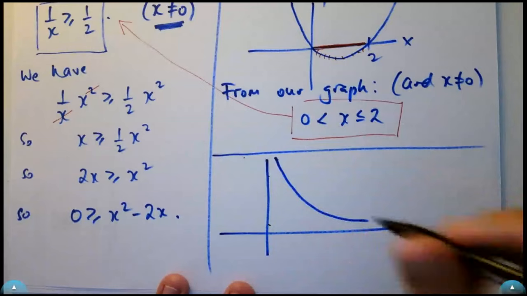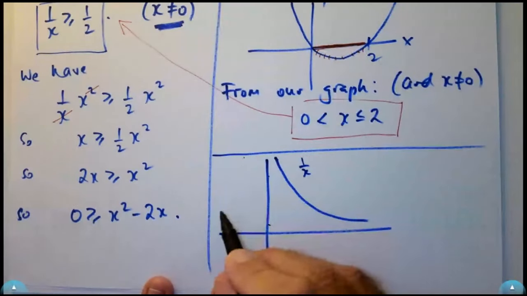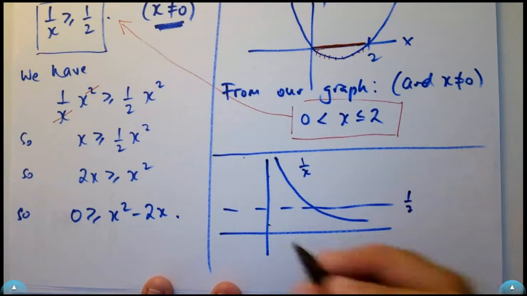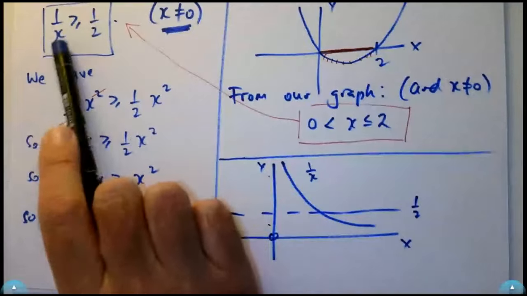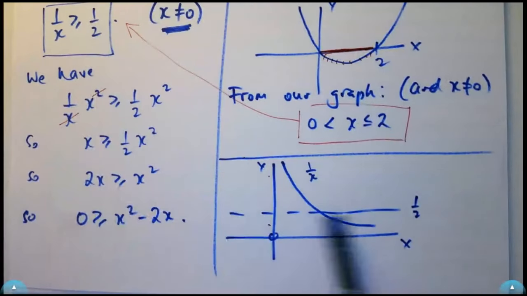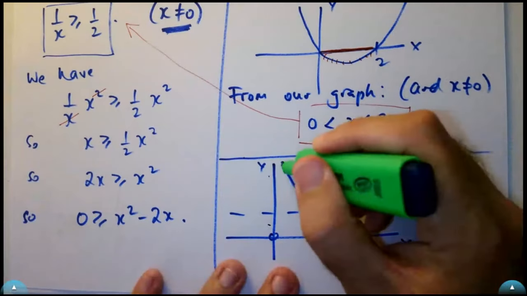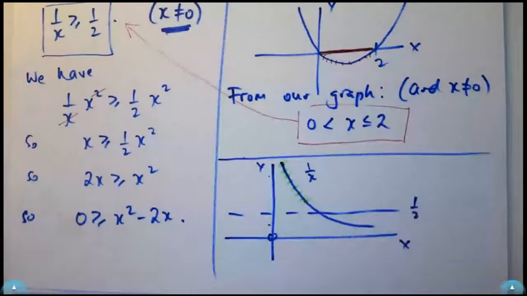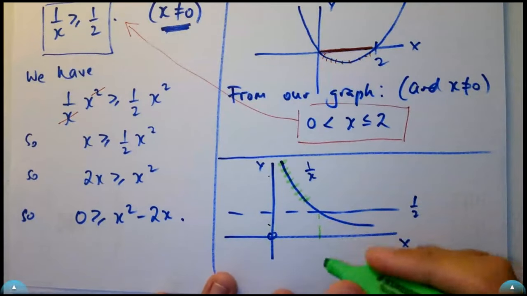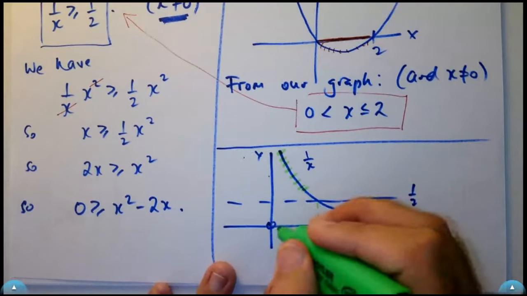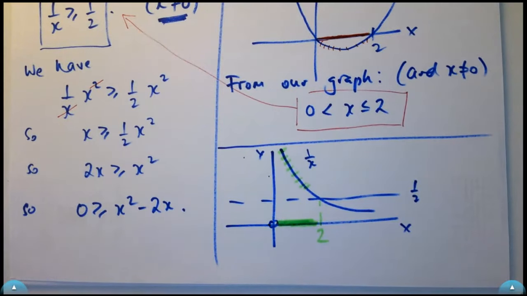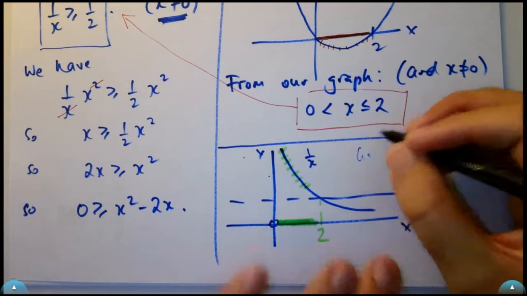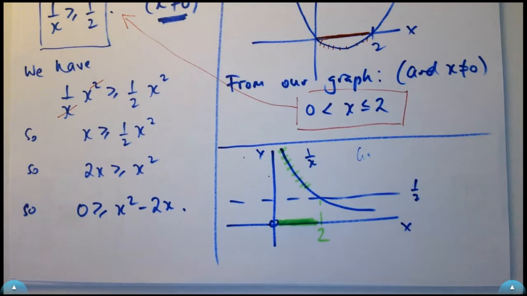Okay, so that's 1 on x. That's a half, and here's your origin. Okay, and what you want is all the points where 1 on x lies above this horizontal line. So that's where the graph is above the horizontal line. This is 2 here, and so they're your points. Okay, so here's a graphical way of doing it.